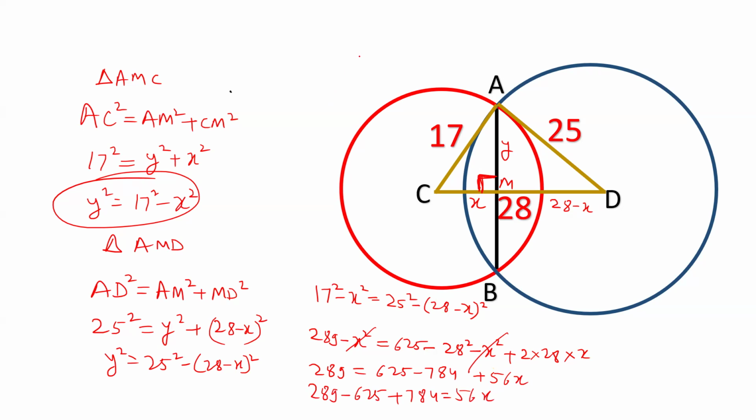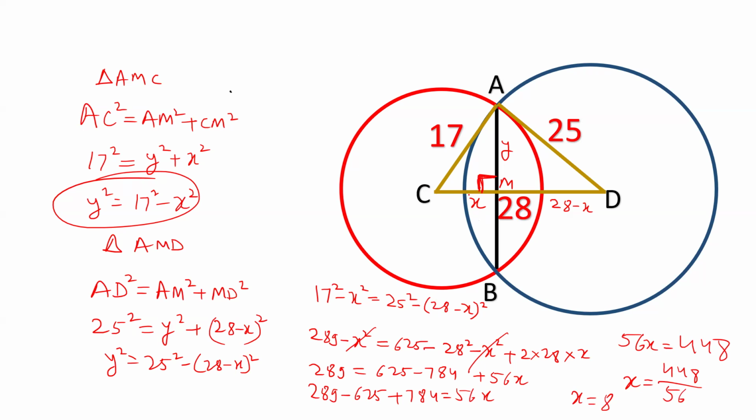Now, if we calculate, 56x equals 289 plus 784 minus 625, which is 448. The value of x will be 448 upon 56. If we divide these two numbers, we get x equals 8.